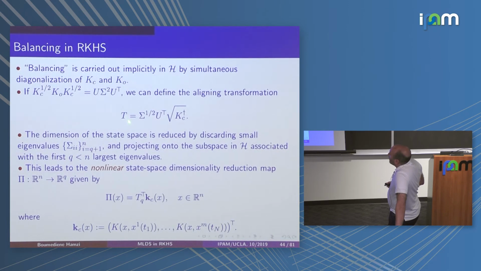Then once we get the T, we look for a spectral gap in the sigma in the RKHS, and then we disregard the ones that are small. Once we get the model reduction in the RKHS, we come back to R^q, which is the reduced order system in the ambient space. So this would be the nonlinear reduction mapping in R^q.